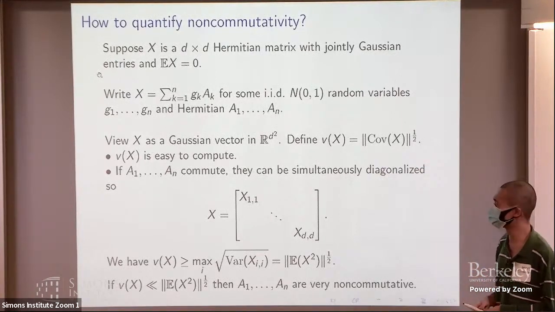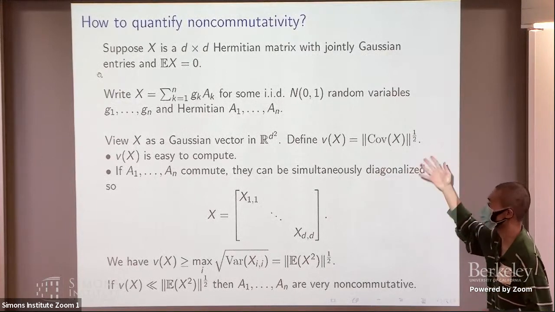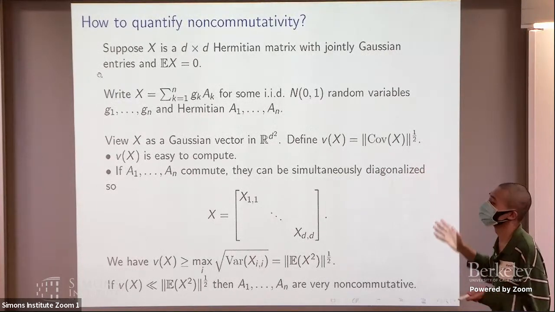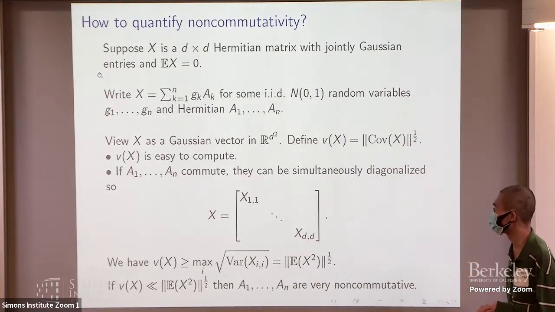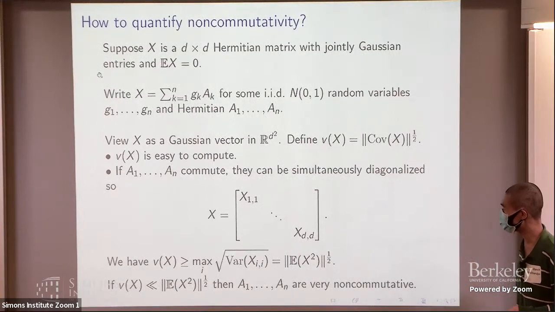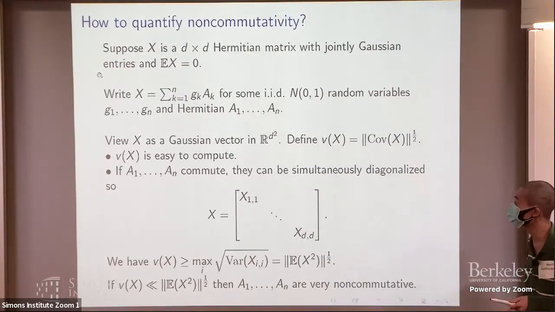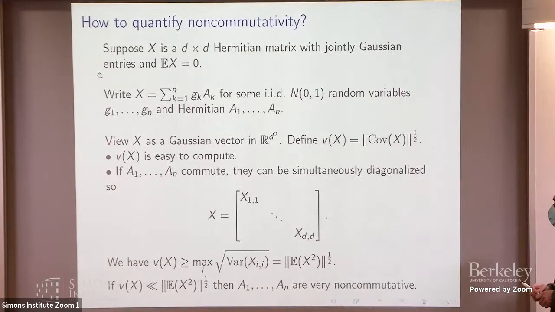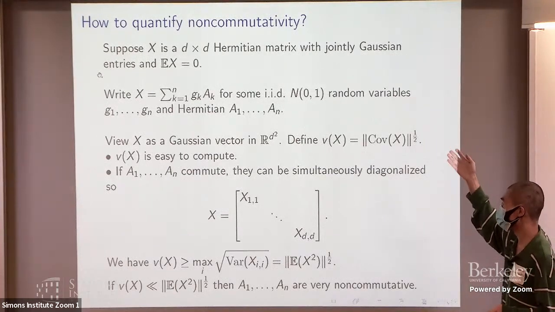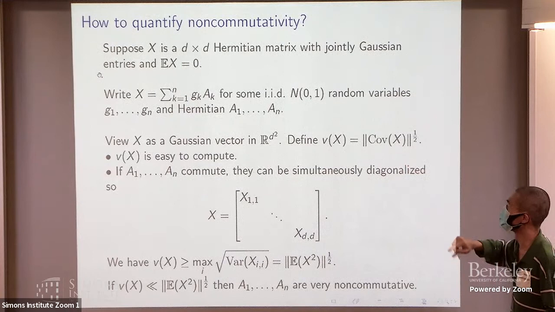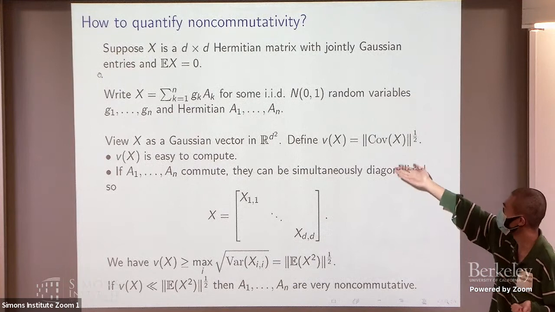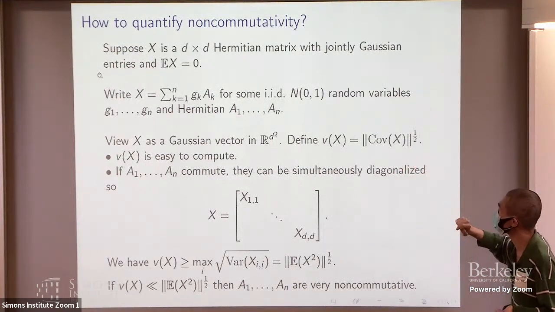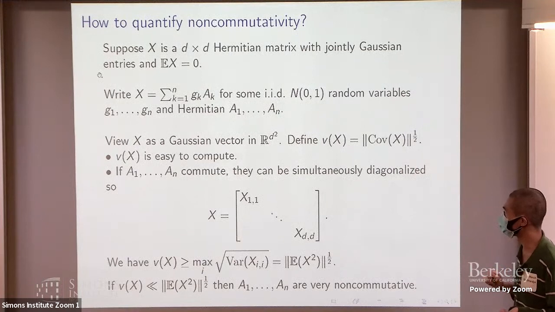Okay, sounds not possible, right? Because when you treat a matrix as a vector, you are destroying the matrix structure. If you destroy the matrix structure, how do you measure non-commutativity? Well, here's the reasoning. First, you can always write a Gaussian matrix X as something like this. If all the entries are jointly Gaussian, you can write X as a linear combination like this, where the A_k are deterministic and the g_k are IID standard Gaussian.